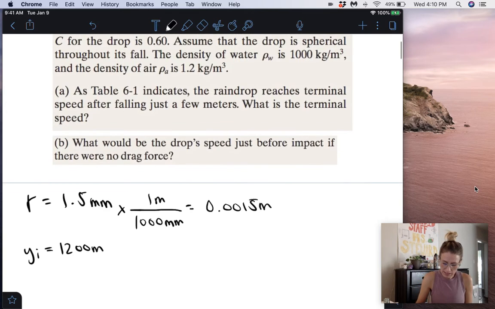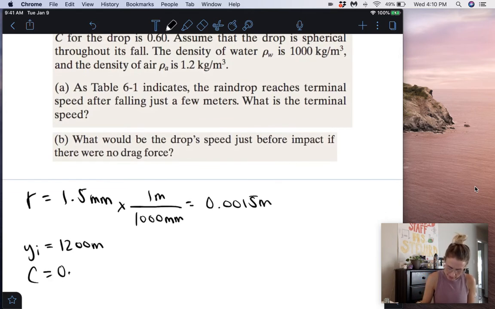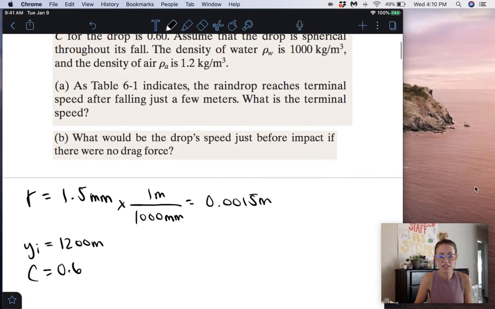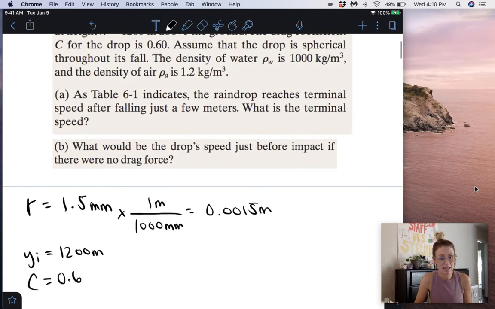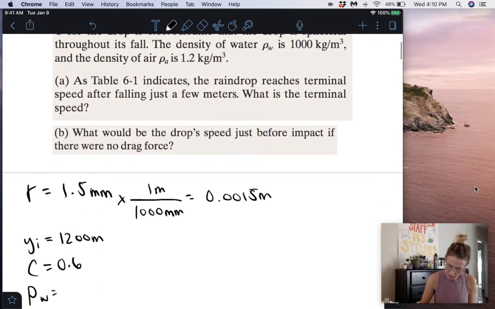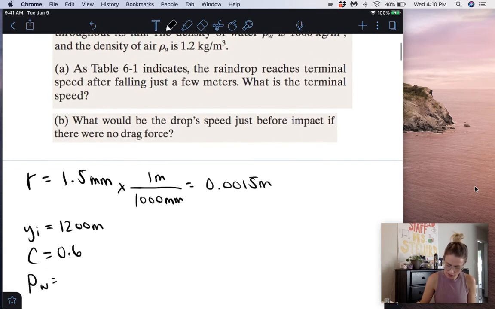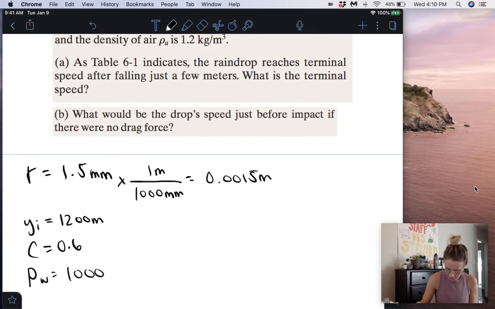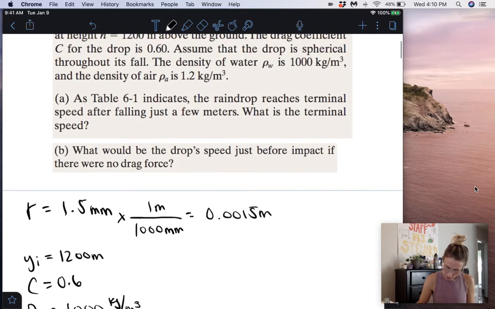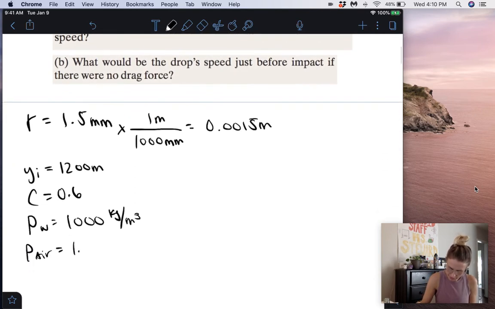The drag coefficient c for the drop, c is 0.6. And then we want to assume that the drop is spherical throughout its fall, and they give us the density of water and the density of air, which is interesting. So the density of water is equal to 1,000 kilograms per meters cubed, and the density of air is equal to 1.2 kilograms per meters cubed. So a lot of information here.